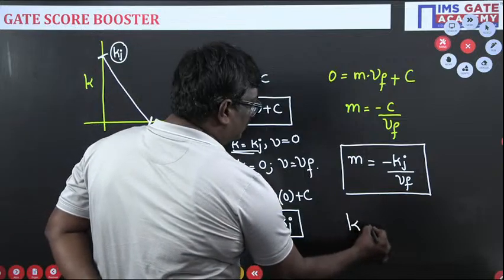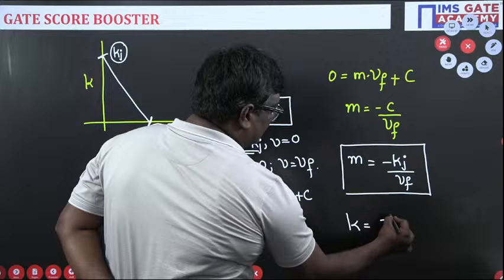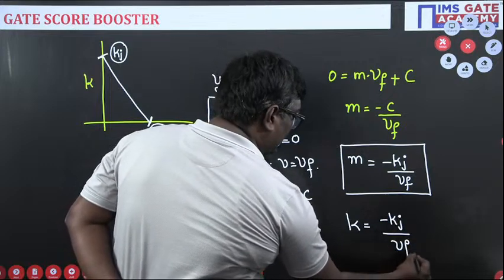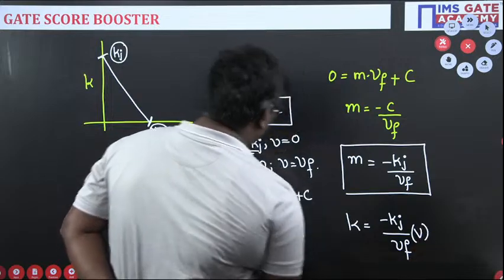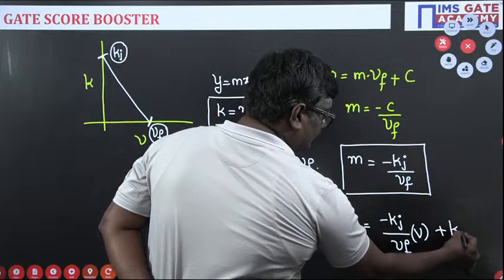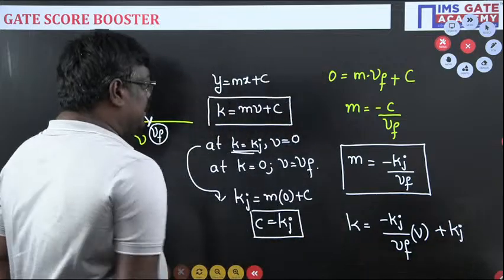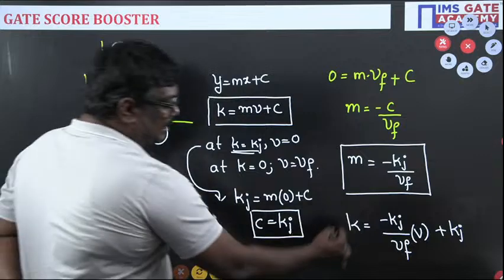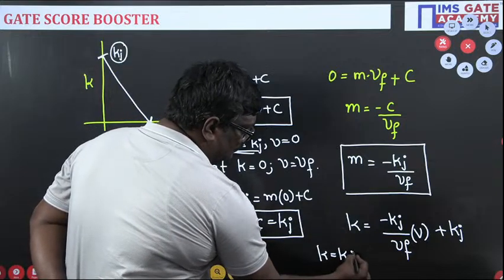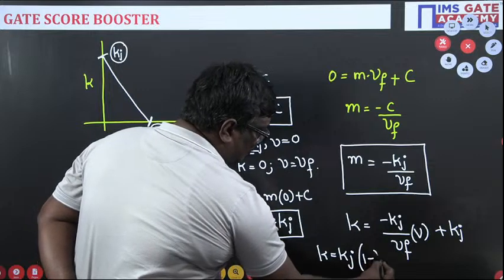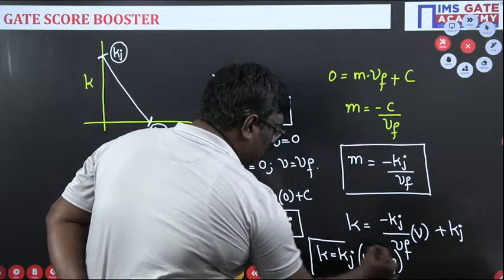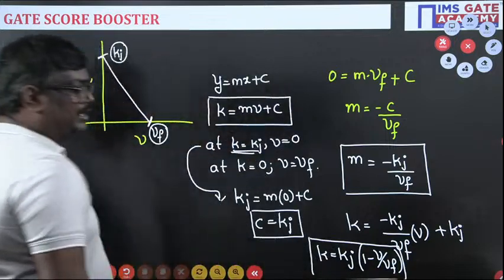k is equal to minus kj by vf into v plus c. What is c? C will be equal to kj. So if you see here, students, from this equation you can write k is equal to kj into 1 minus v upon vf. This is an important relation.